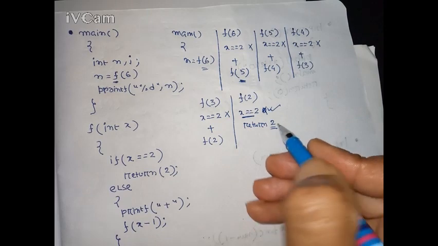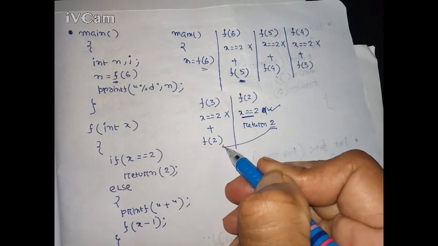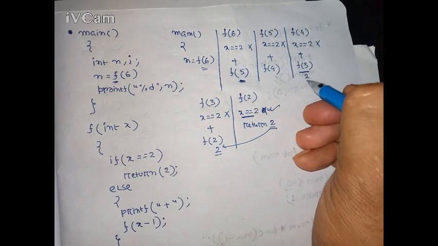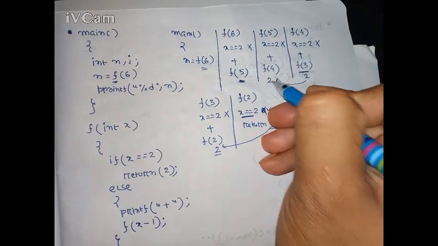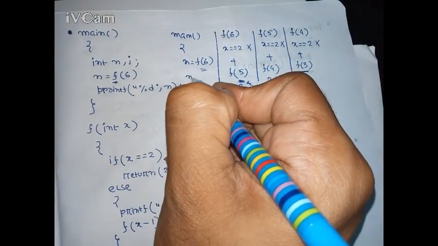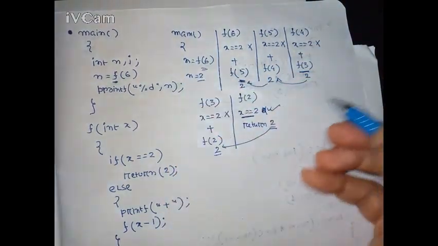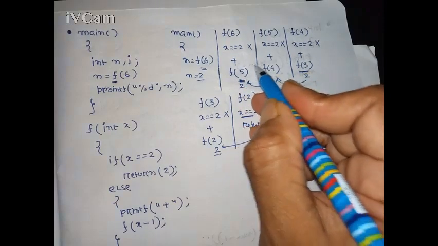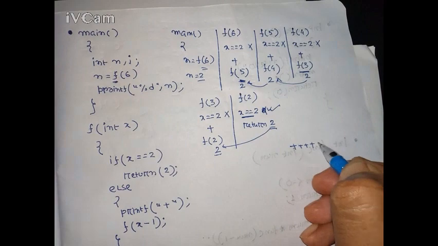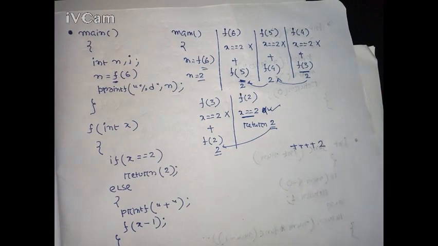Now what actually is printed? This 2 comes to the previous function. This 2 comes to this previous function. It comes to this previous function, and finally it stores the value in n, that is 2. But before that it will print 4 plus signs. So this one is plus, plus, plus, plus, and finally it will print 2.